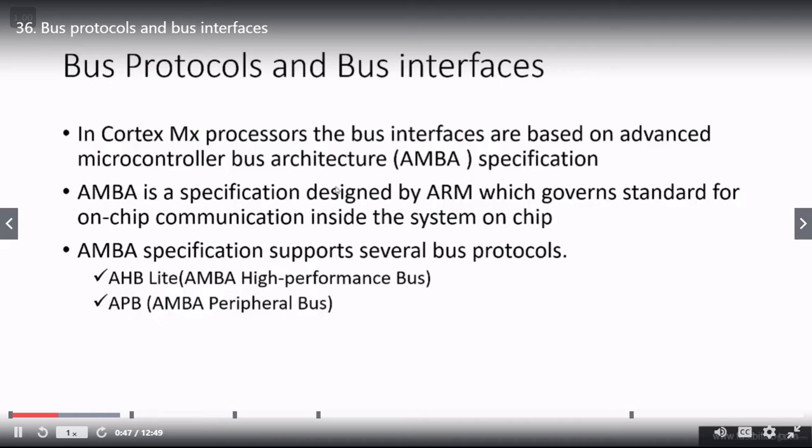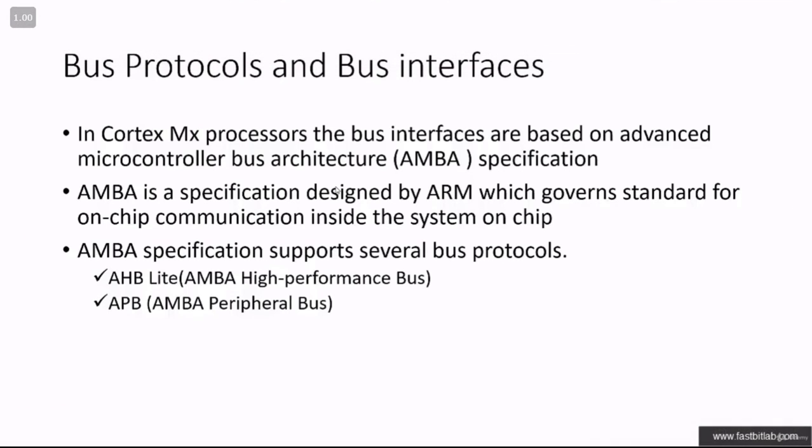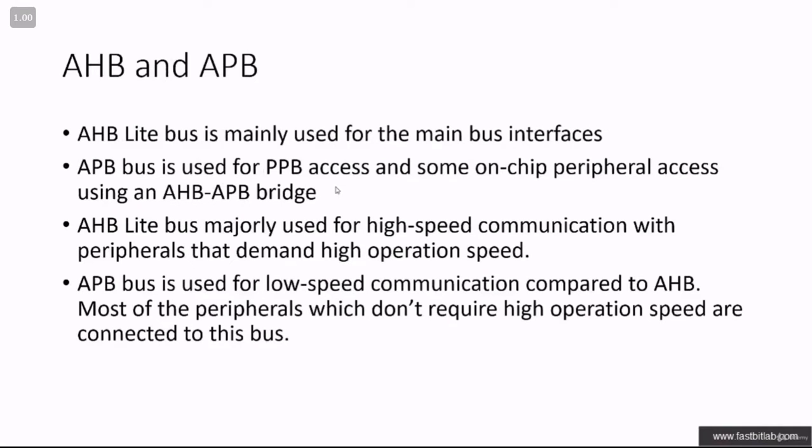AMBA specification supports several bus protocols. There are two important bus protocols called AHB and APB. These bus protocols are derived from the AMBA specification of ARM. AHB stands for AMBA High Performance Bus and APB stands for AMBA Peripheral Bus. Let's understand more about AHB and APB.